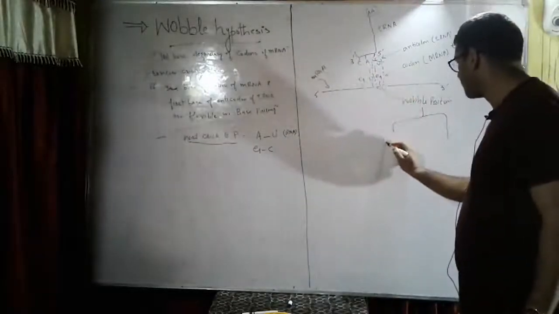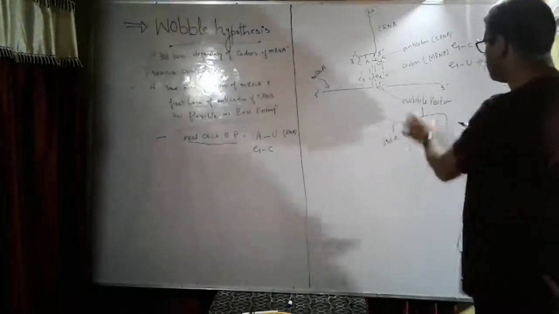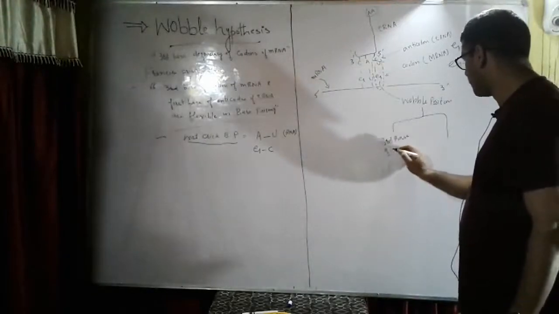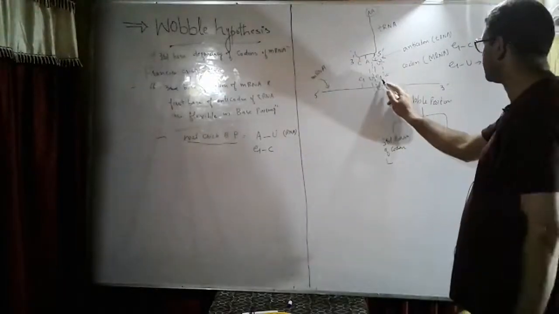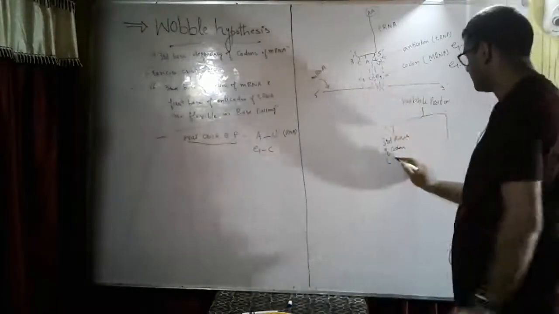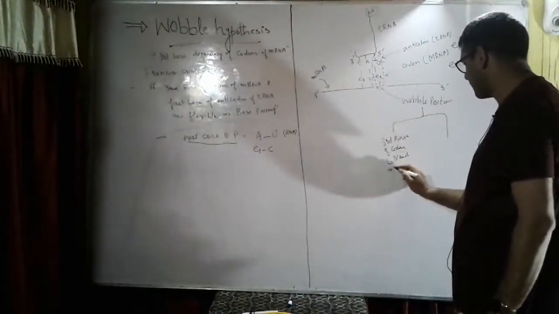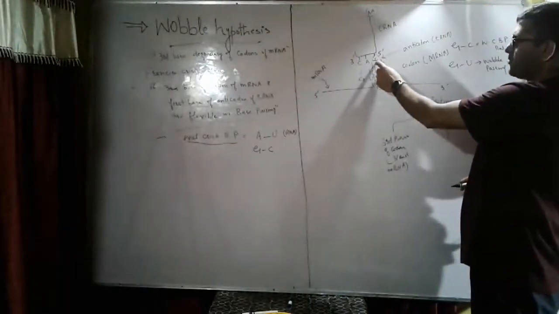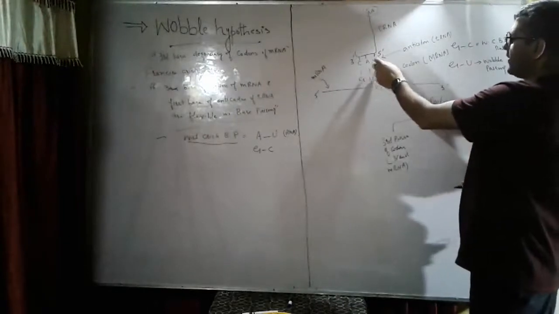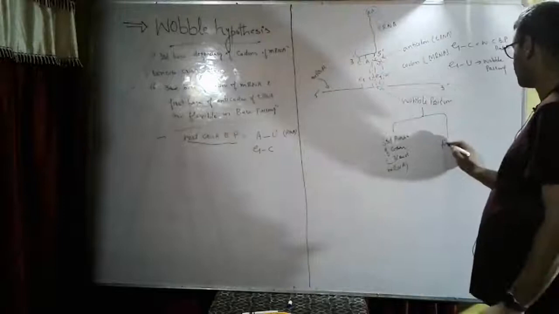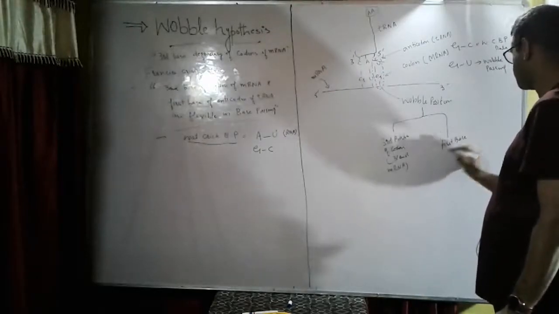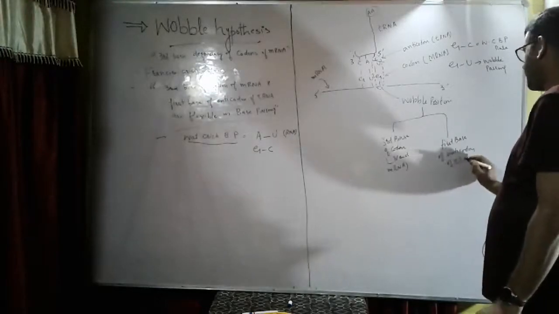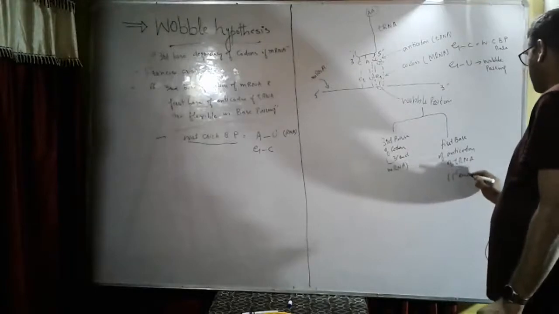At the wobble position, we have the third base of the codon, which is present at the 3' end of mRNA. And the first base of the anticodon of tRNA is present at the 5' end of tRNA.